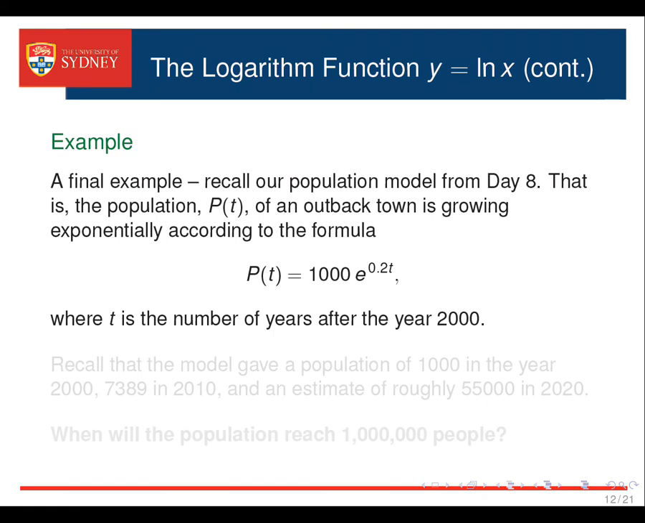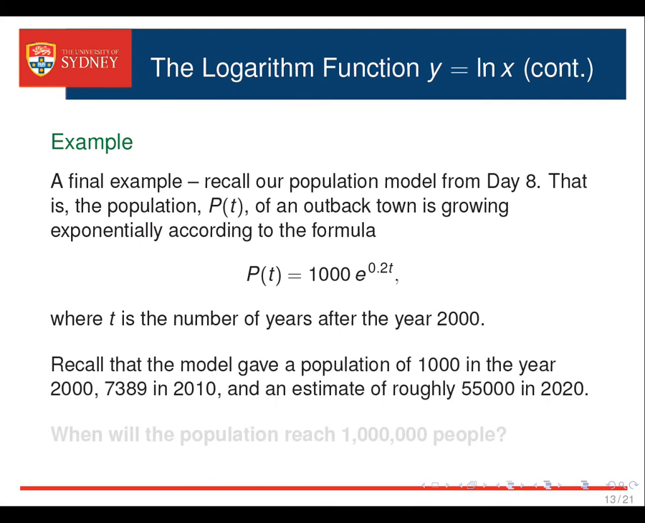Here's a final example of using the cancellation property, which involves the exponential model we used in Day 8 to simulate population growth in an outback town. Recall that this model gave a population of 1,000 people in the year 2000, roughly 7,400 people in 2010, and an estimate of roughly 55,000 people in the year 2020. In other words, by varying the independent variable t, we could calculate the population at any year of our choosing.